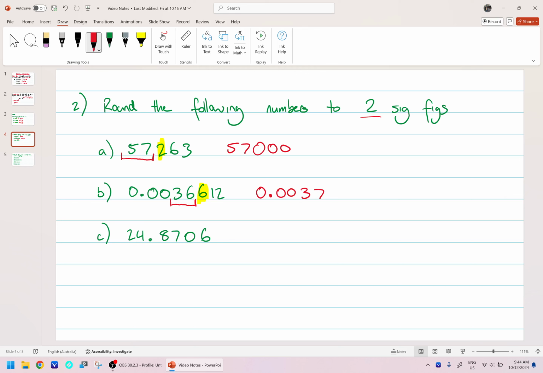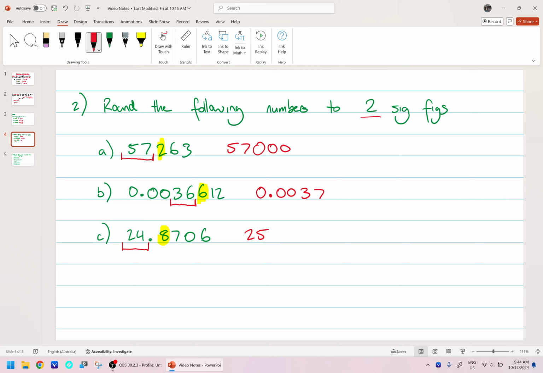Lastly, if we're looking at this one, the first number 0 is 2. We go across and ending there. So the number after the 4 is the 8. And the 8 tells us that we're going to round up. So we're just going to say it's 25. We don't need to write 0.0000.